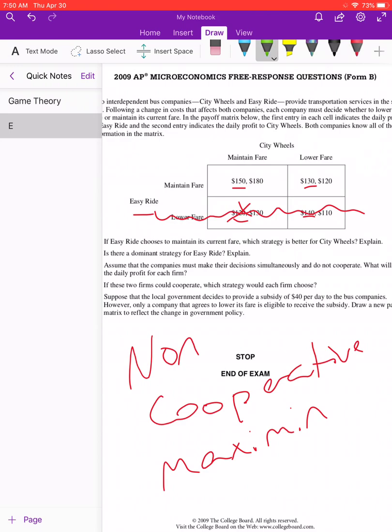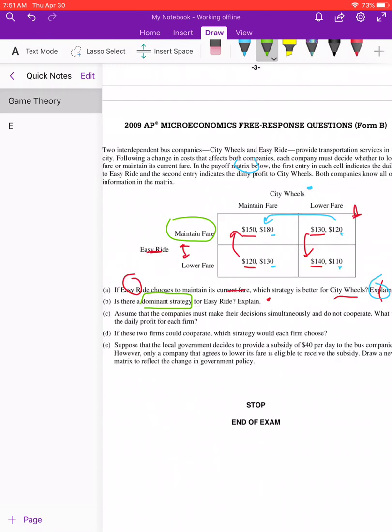Now, looking at City Wheels, their lowest number, we have a 180, 110, 120, and that's a 130 in the lower left. Their worst number is 110. That means they're going to do this, and they'll kill that strategy. That means that the non-cooperative outcome is for both sides to maintain. If both sides maintain, then Easy Ride will make 150, and City Wheels will make 180. And that's your answer to letter C.